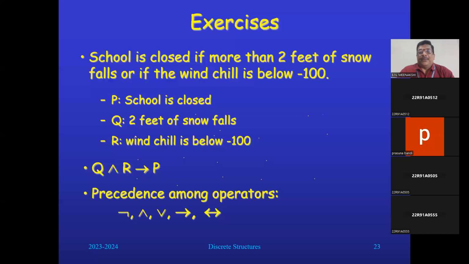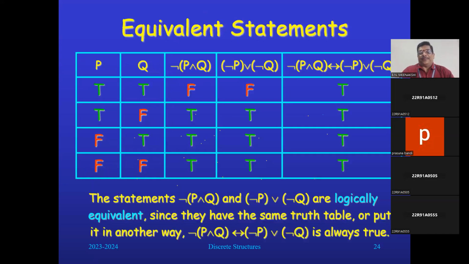Implies P means if the wind chill is below 100 or there is 2 feet of snowfall, then the school becomes closed. So Q conjunction R implies P. So this is the next one.